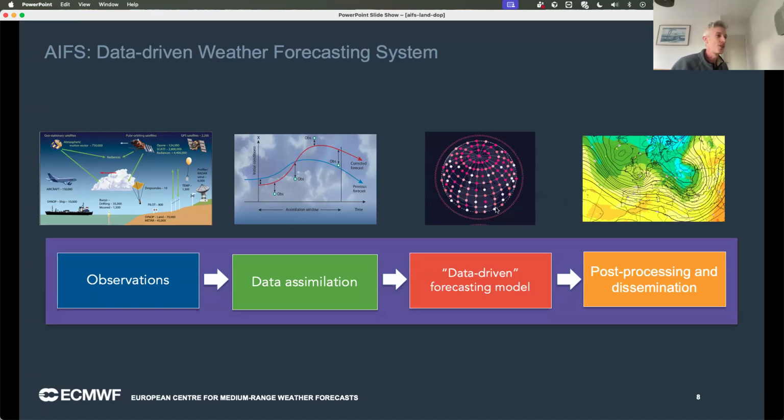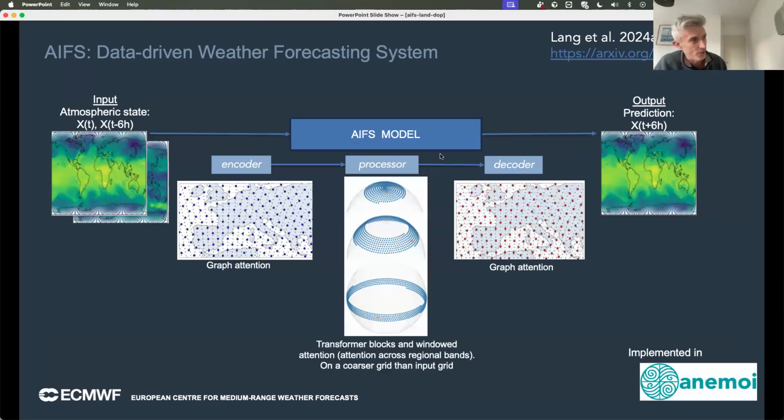The nice thing about these models is that they're very fast to run, and they can minimize the errors in the forecast model because they're trained on these data assimilation products, which we know are very accurate because they're combining the best of both worlds of observations and physical models. So when you train a model on this product, you're able to minimize the errors in traditional forecast models. And our particular forecast model, the AIFS, looks a bit like this.